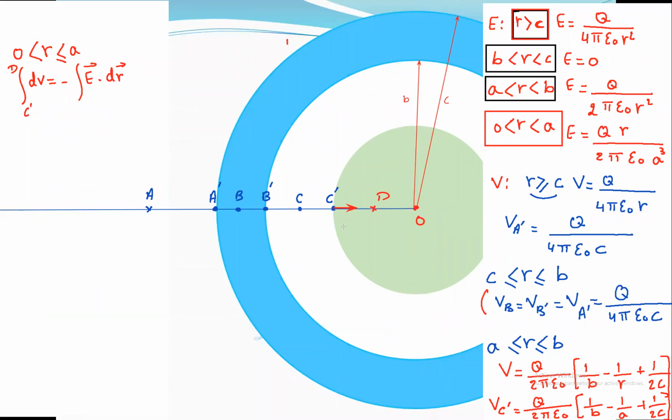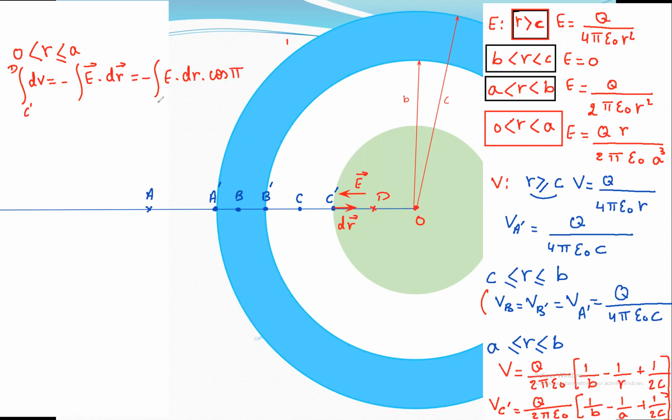This is the direction of dr. And you know we have a positive charge, so E must be outward. This one is E, and this one is dr. They are in opposite directions. Here it equals minus E dot dr dot cosine pi.